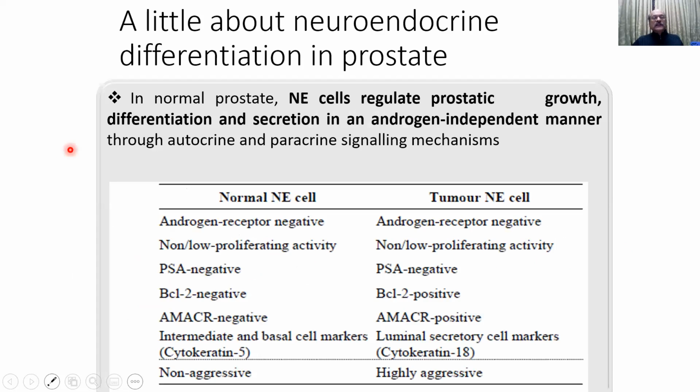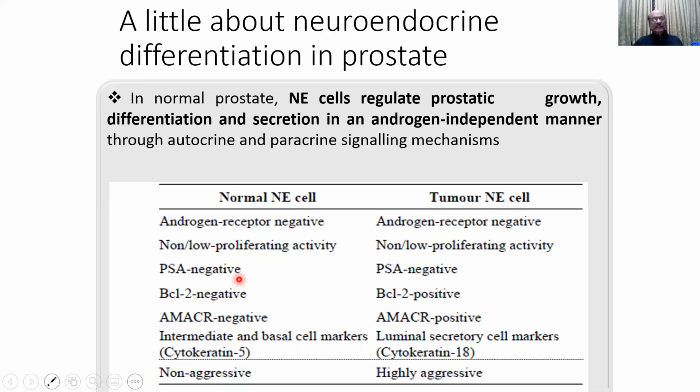Now, a little about neuroendocrine differentiation in prostate. The normal prostate contains normal neuroendocrine cells. So there are some differences between normal neuroendocrine cells and tumor neuroendocrine cells. Normal neuroendocrine cells are androgen receptor negative. The tumor cells are also androgen receptor negative. Normal cells have no or low proliferative activity. Here also, no or low proliferative activity.